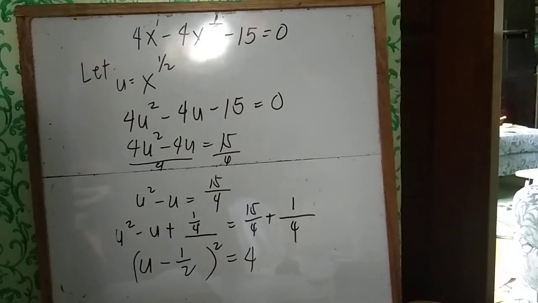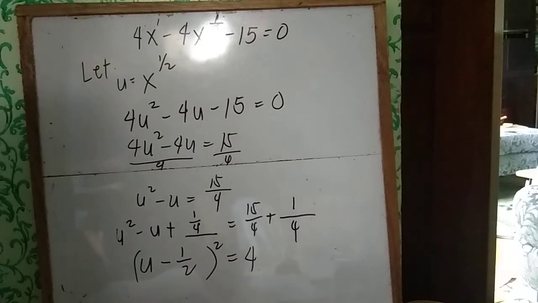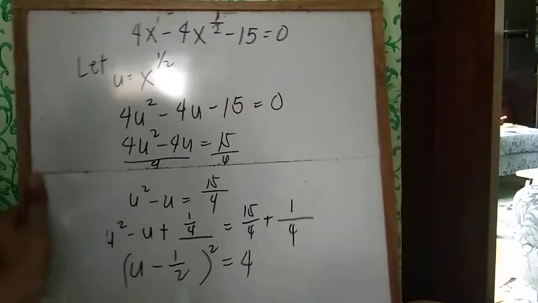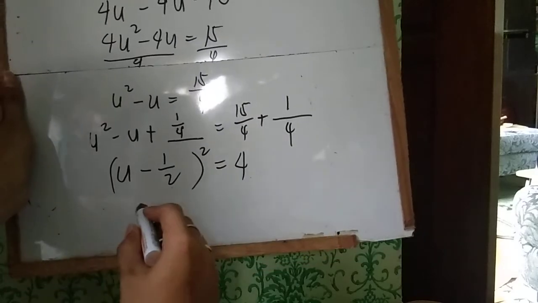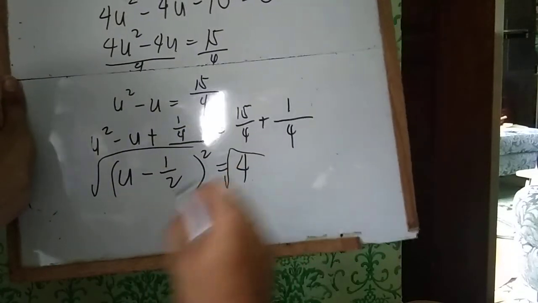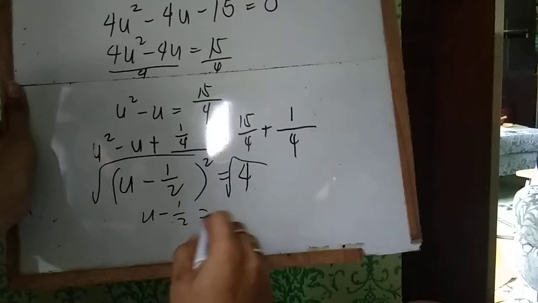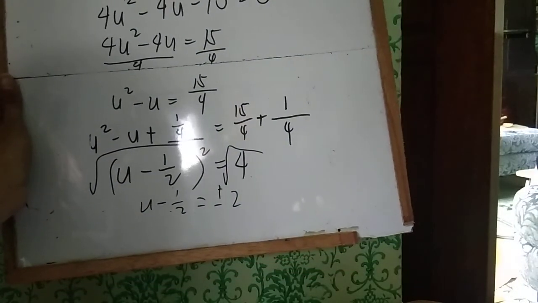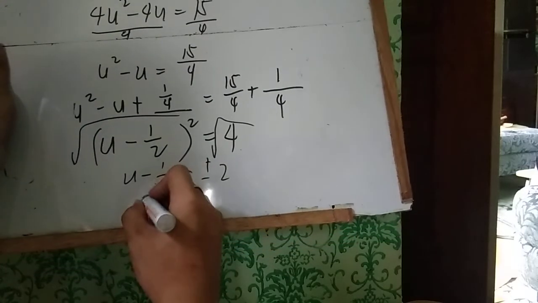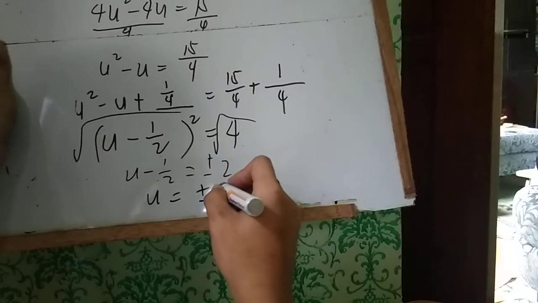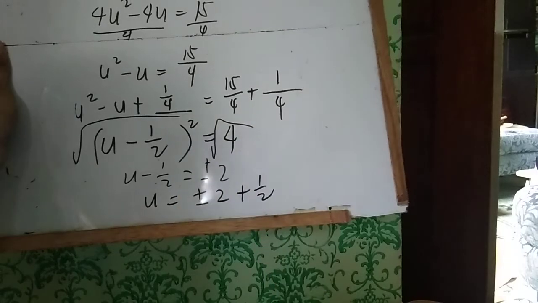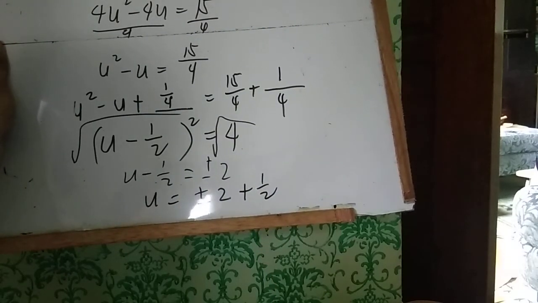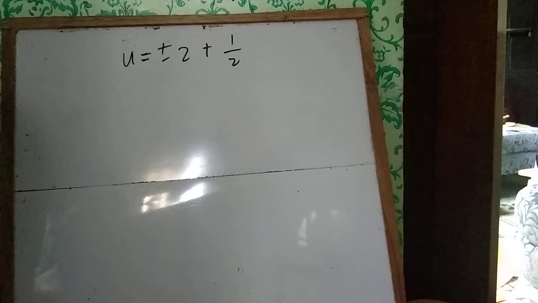Okay, next is to extract the square root of u minus 1/2 squared. So we'll extract the square root, multiplying both sides by the square root. So u minus 1/2 is equal to positive negative 2. After that, transpose negative 1/2, so u equals positive negative 2 plus 1/2. So we will solve for u. Okay, this is now separate.